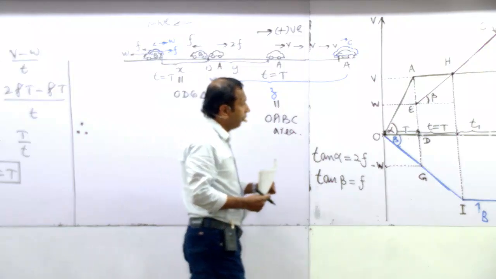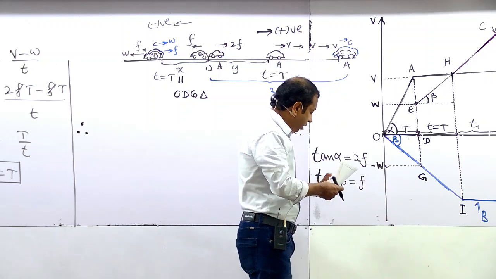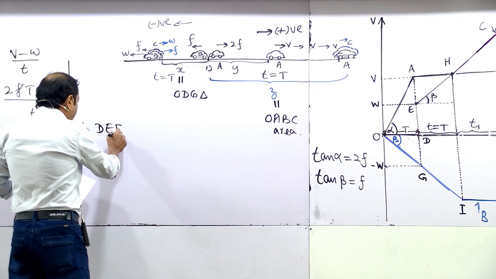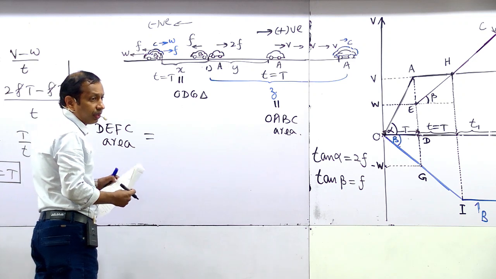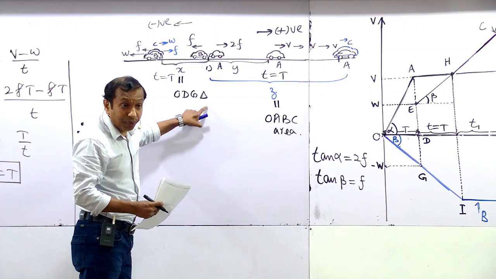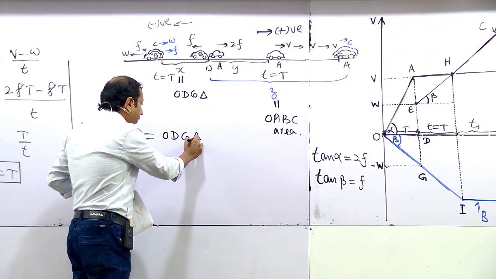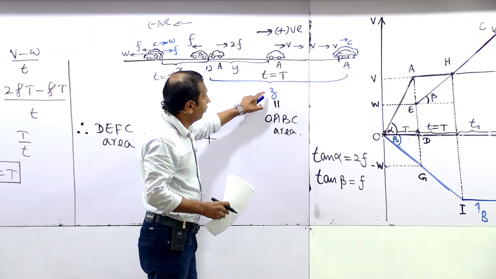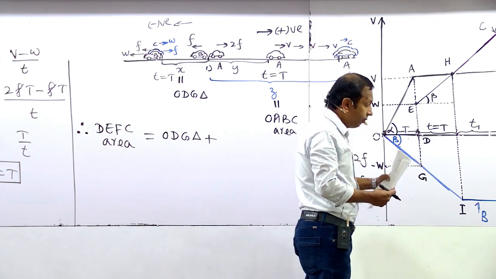The distance traveled by C is going to be the DEFC area. DEFC area is equal to what? X plus Y, no? What is X? X is given by the ODG area. ODG area plus Z is the OABC area.